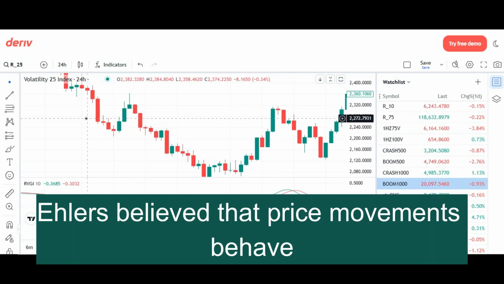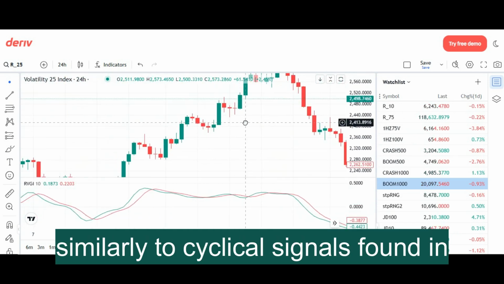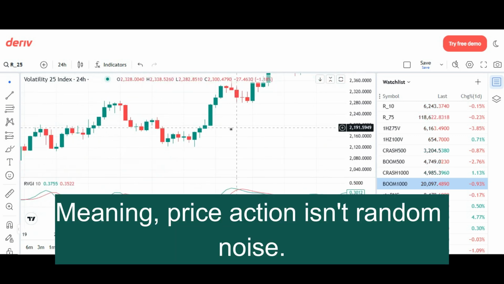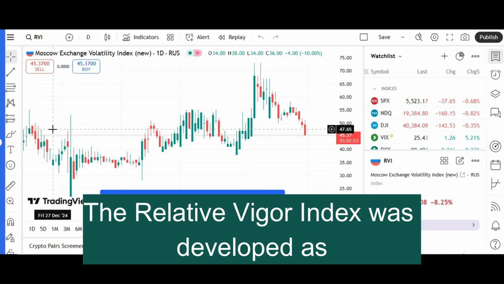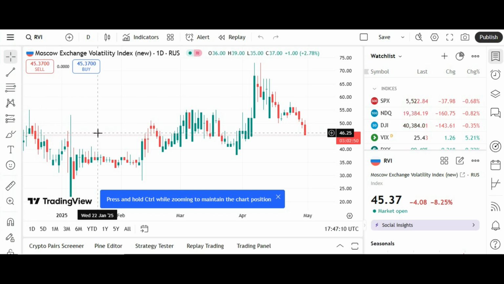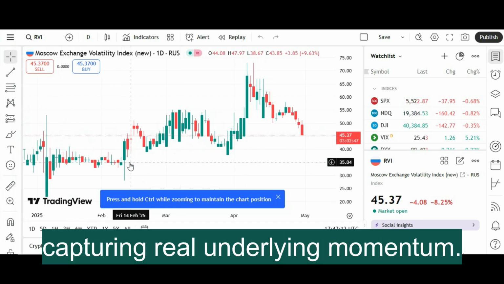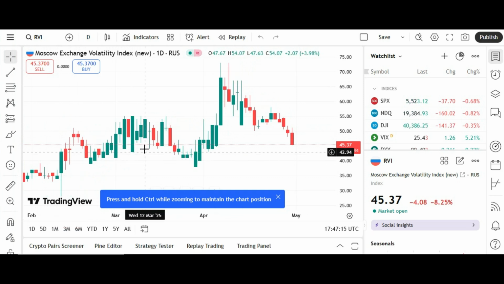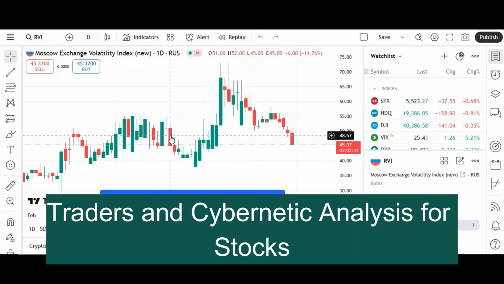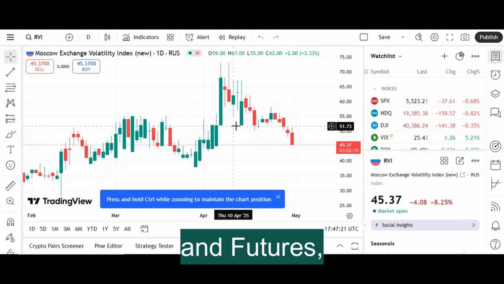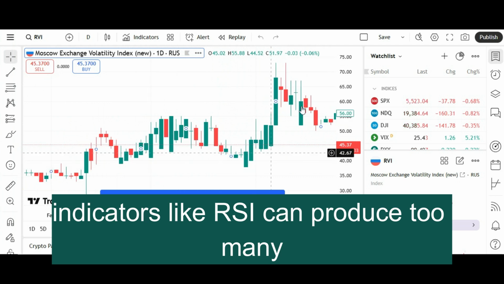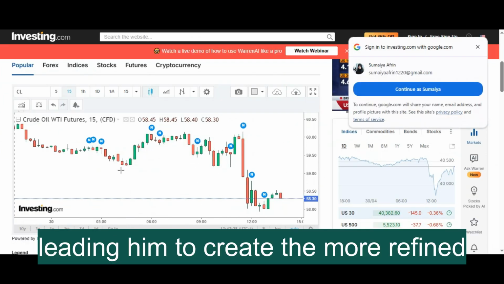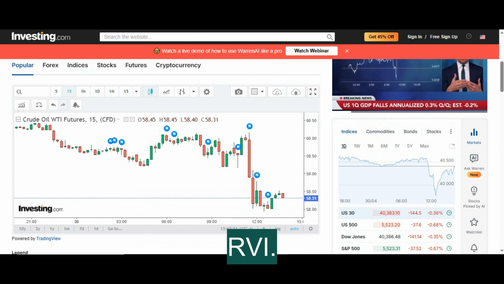Ehlers believed that price movements behave similarly to cyclical signals found in engineering, meaning price action isn't random noise, it follows rhythmic patterns. The Relative Vigor Index was developed as part of this thinking, aiming to smooth out random market movements while capturing real underlying momentum. In his famous books like Rocket Science for Traders and Cybernetic Analysis for Stocks and Futures, he outlines why traditional momentum indicators like RSI can produce too many false signals, leading him to create the more refined RVI.